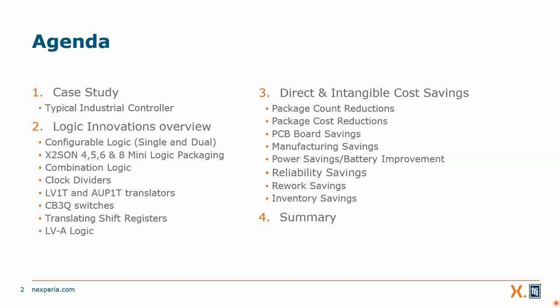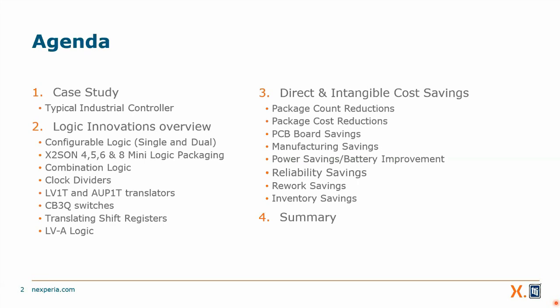So here's the agenda for today. What I'd like to do is base this on a case study, though. It's nice to talk about theoretical, but in this case, let's look at a very specific example, an industrial controller, which we'll define in a second. Then we'll go into the very specific innovations themselves, the very products that are used for doing the cost reduction of the system. Then finally, this is the really important part, is show you both the direct and what I call the intangible cost savings of a system.